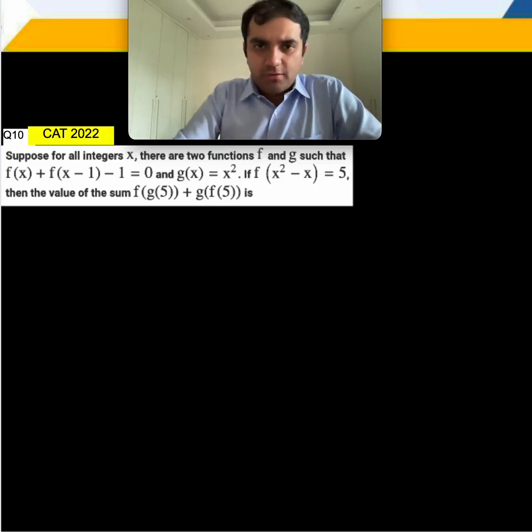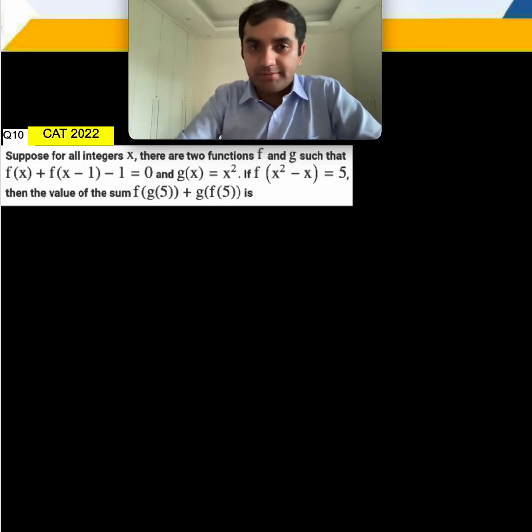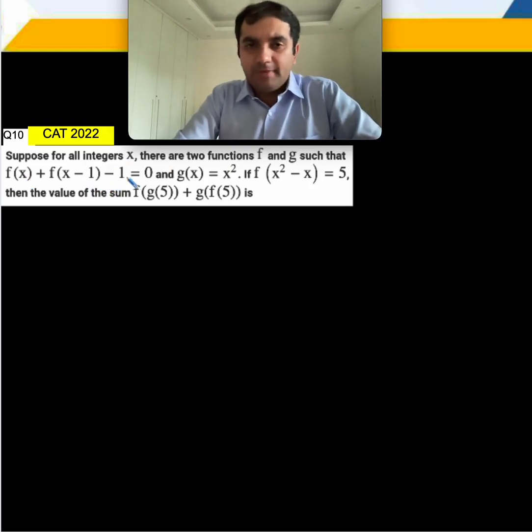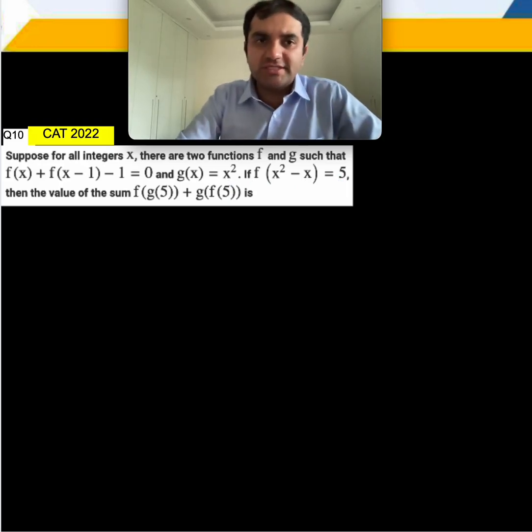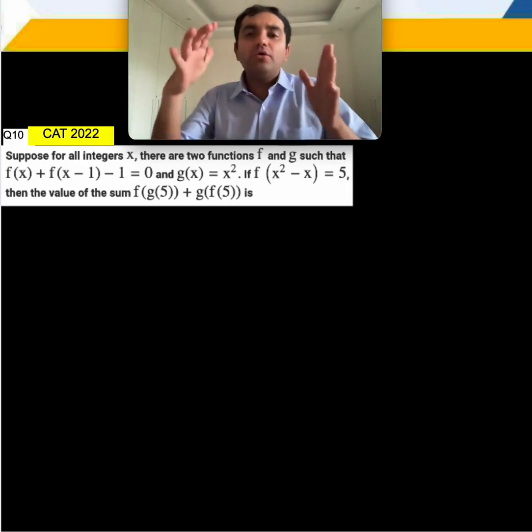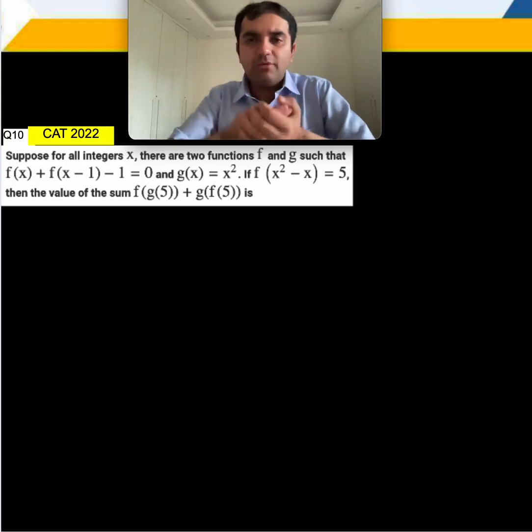Question number 10, which is on functions, and it definitely looks very, very scary, and in an exam it would be even more intimidating. You have two functions f and g. f of x plus f of x minus 1 is equal to 0, and g of x is just the square of the function, x square. And if f of x square minus x is 5, so I'm going to use this to find out f of x. g of x तो मिला हुआ है, f of x ढूंढना है.